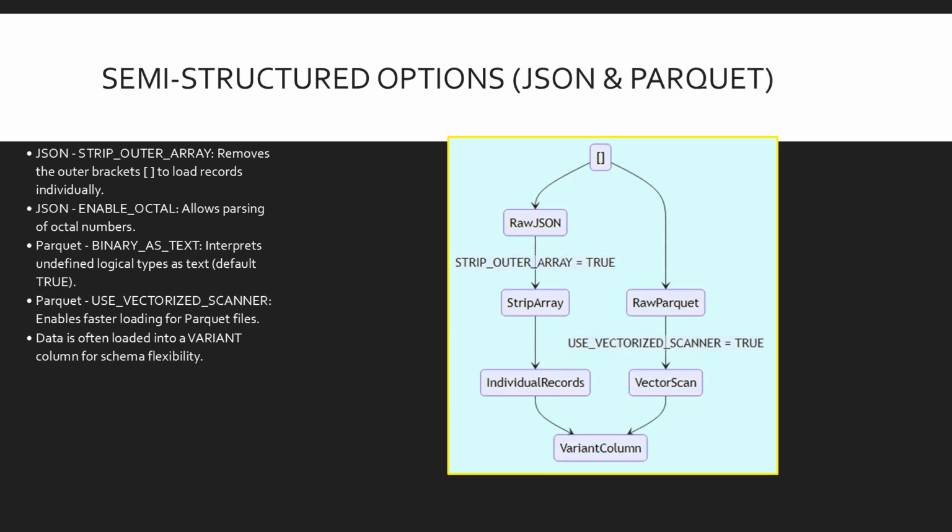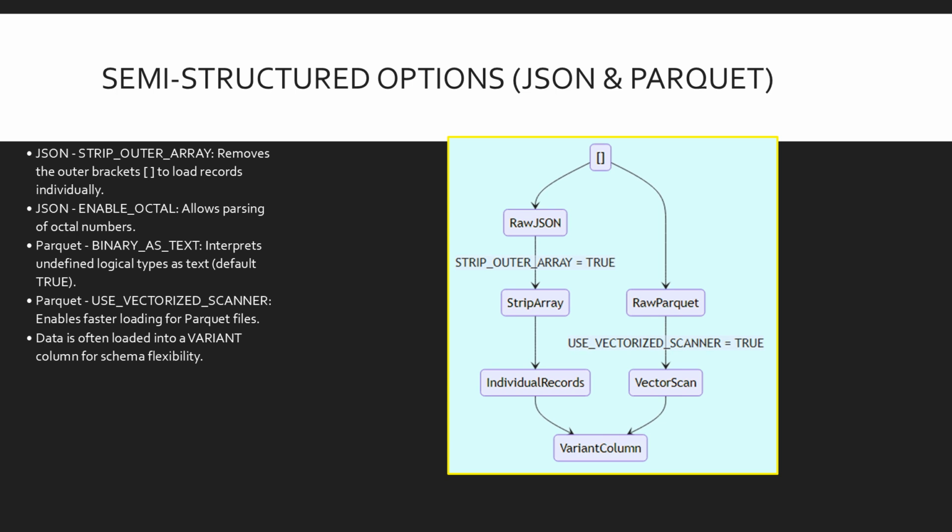For semi-structured data, the options focus on parsing hierarchy. For JSON, strip outer array is essential. It removes the surrounding brackets, so Snowflake treats the file as a list of separate records rather than one giant array. For Parquet files, we have options like binary as text, which defaults to true and interprets columns with no defined logical type as UTF-8 text. We can also enable the use vectorized scanner for significantly reduced latency when loading Parquet files. These formats are typically loaded into a variant column, preserving the hierarchy for later querying.